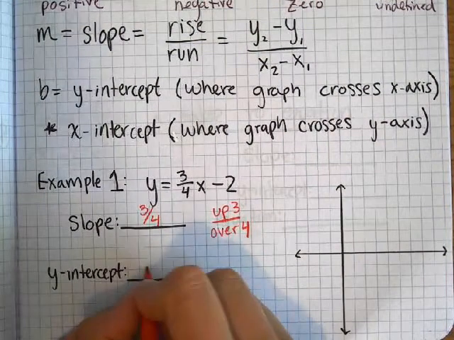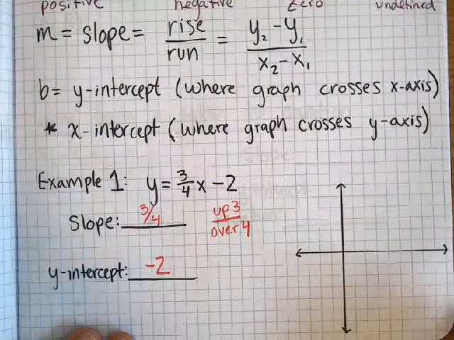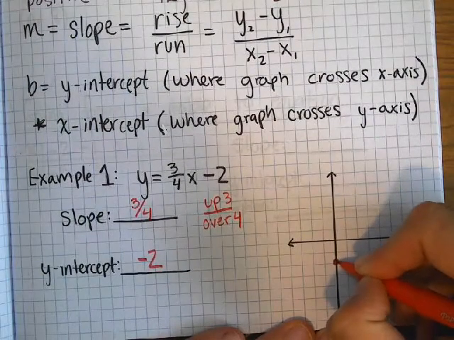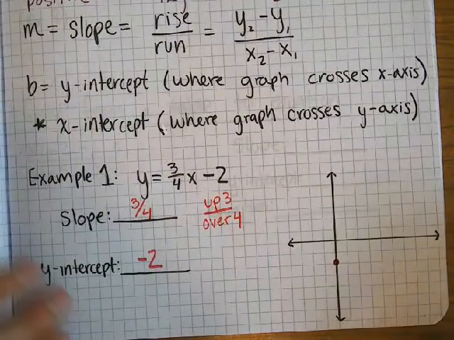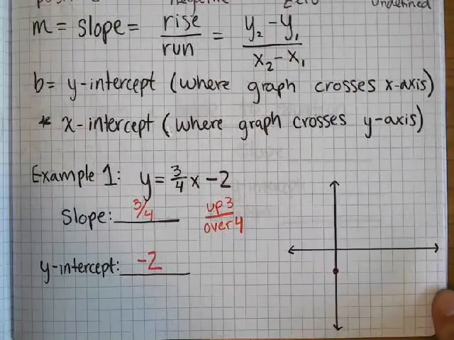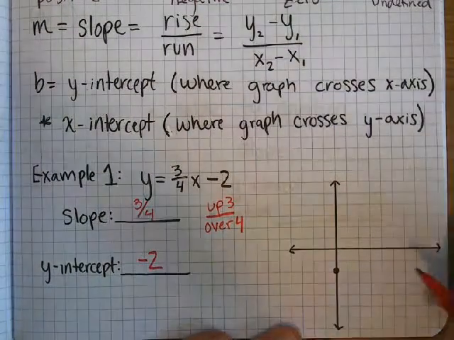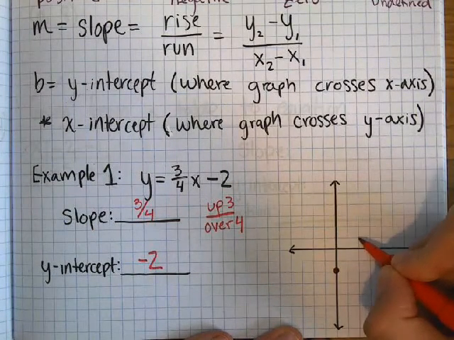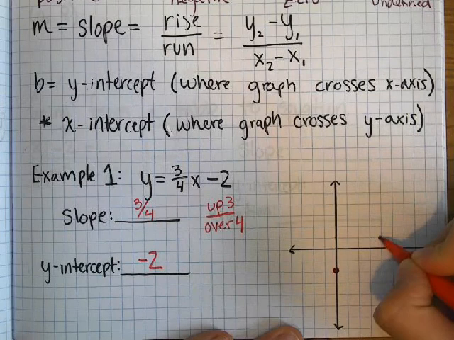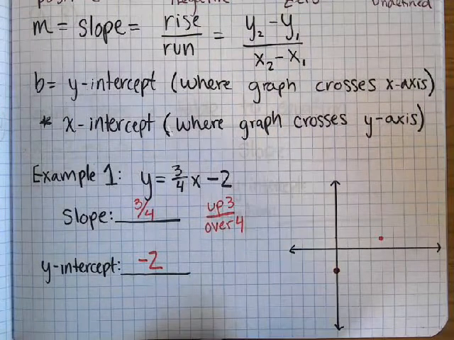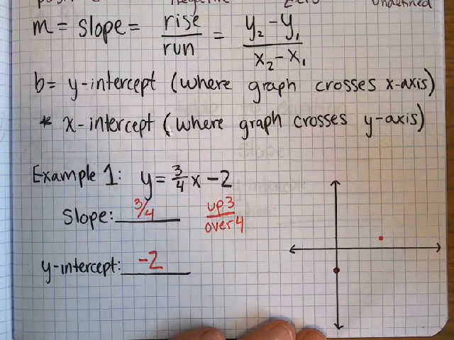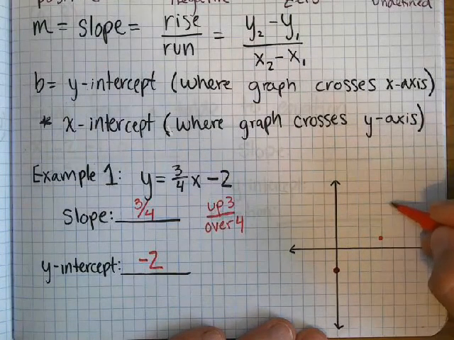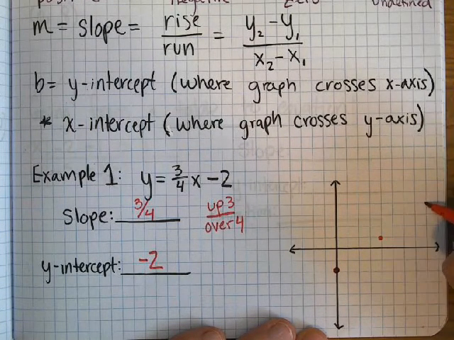My y-intercept is -2. Alright, so when we graph this, I'm going to start at -2. My y-intercept is kind of like my starting point. And so from there, I'm going to look at my slope. So from this starting point, I'm going to go up 3 and over 4. Okay, and remember, you only need 2 points to make a line, so I could stop there, but I'm going to keep going just because. So I'm going to go up 3 and over 4.